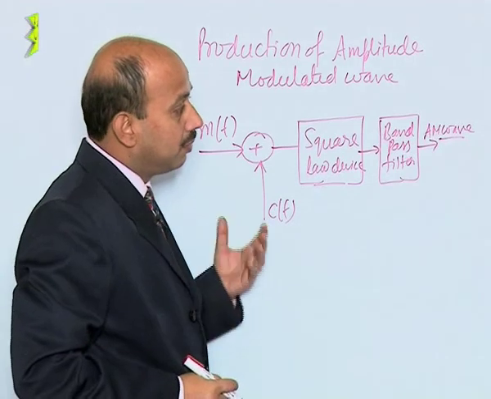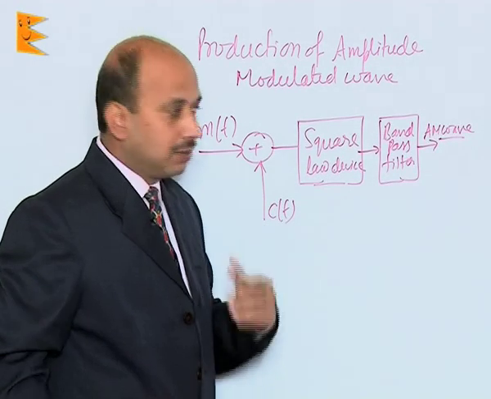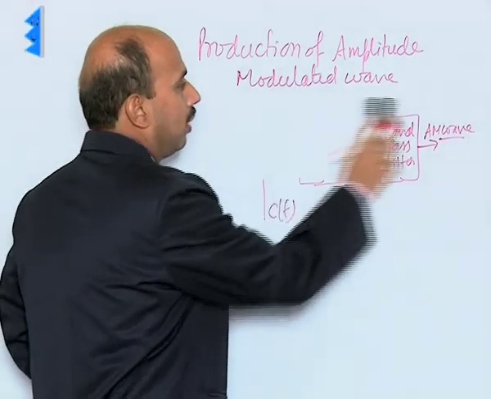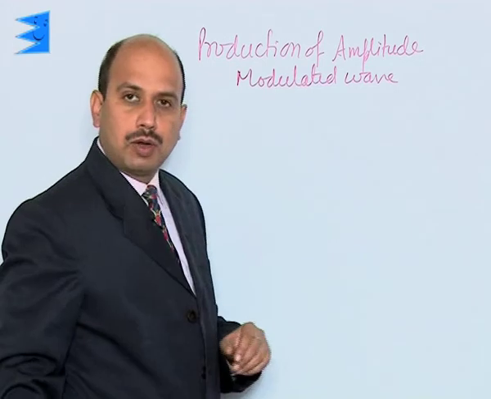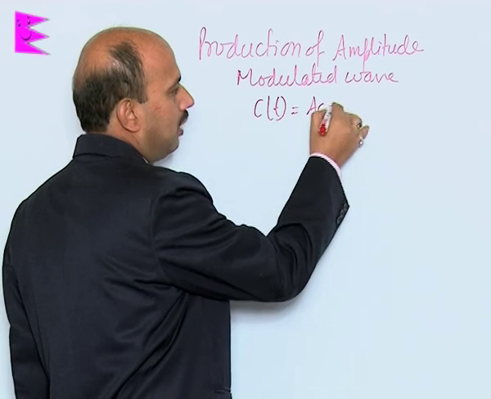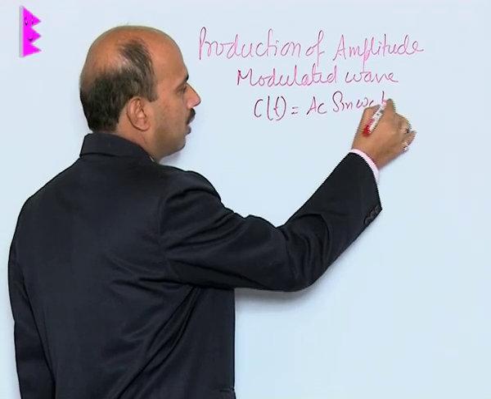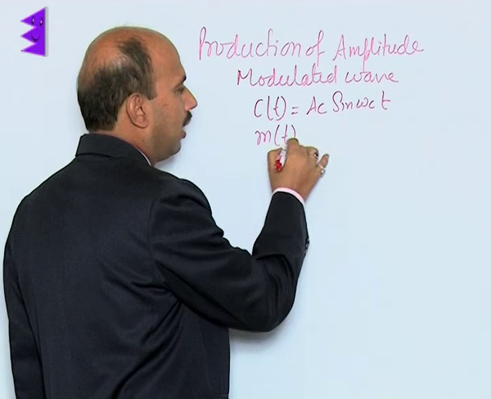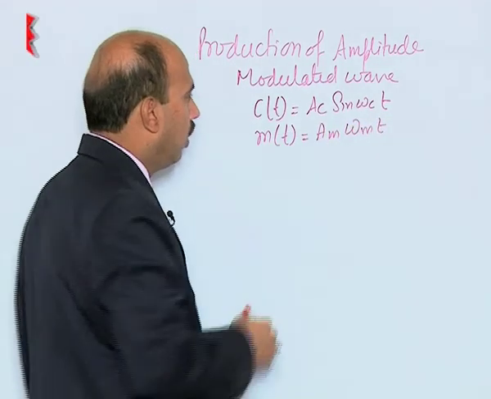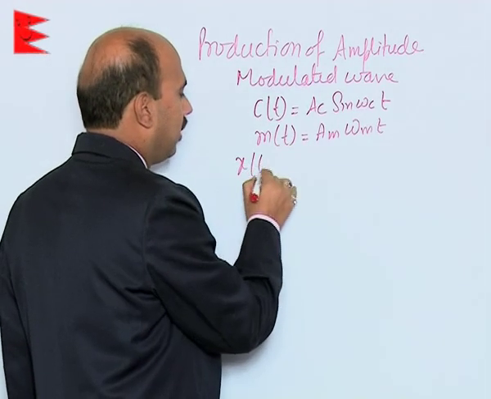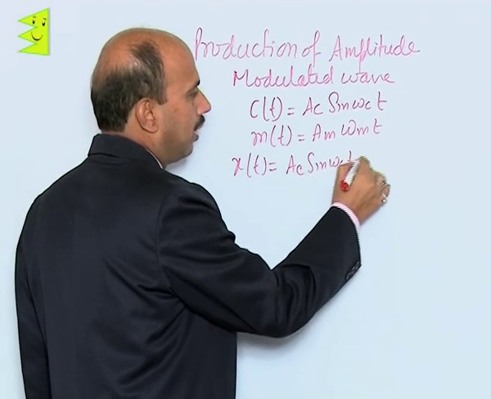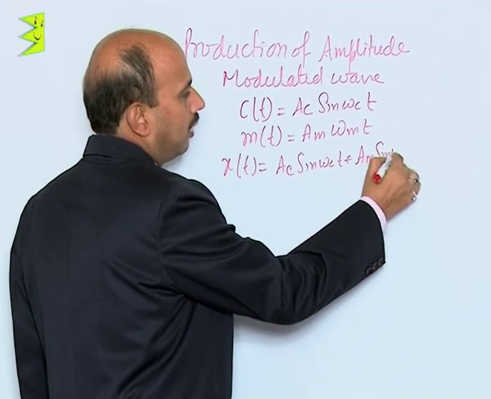Now let us discuss the mathematical part of this. This was the block diagram of the simple modulator. Now let us see the mathematical part of the production of the amplitude modulated wave. Suppose the equation for the carrier wave at any time is Ac sin omega c t, and m(t) is Am sin omega m t. Now when you add these two, you get x(t) equal to Ac sin omega c t plus Am sin omega m t.